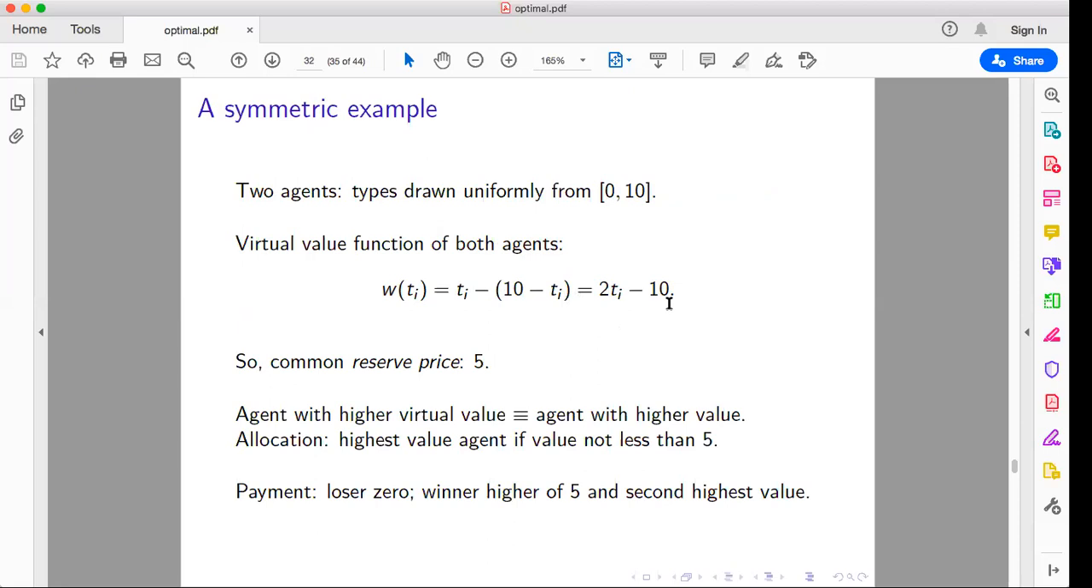Okay. And we know that the agent with higher virtual value is also the agent with higher value. So the allocation is the highest value agent if the value is not less than 5. Otherwise, do not allocate the object. Okay. And the payment is: the loser pays 0, and the winner pays the higher of 5 and the second highest value. So the higher of the reserve price and the second highest value. Any questions on this example?